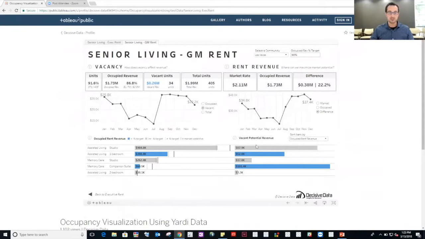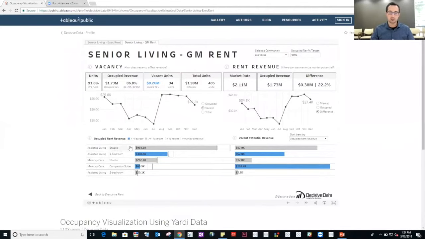So when we look at the senior living GM rent view, which we're now looking at, we see a lot of the same metrics coming through, but there's one important difference between this dashboard and the dashboard that we saw before. And that is, as we can see in the upper right, that this dashboard is showing data for only the Las Vacas community. We can also see that Patty has the opportunity to shift around this revenue target to see how specific units and care levels are comparing against it. That's another really important difference between this dashboard and the last.